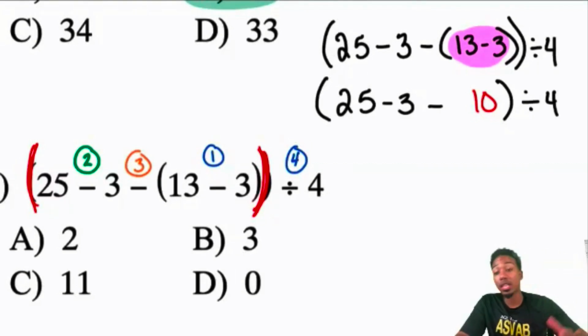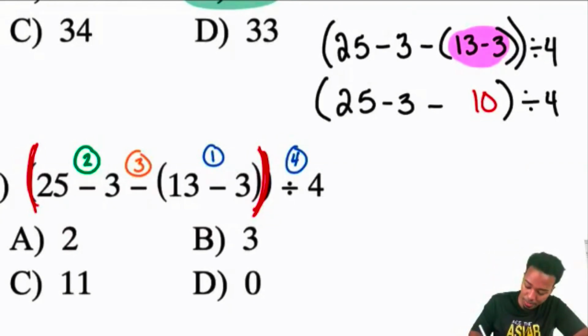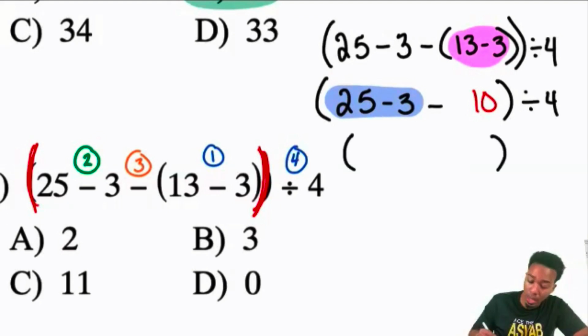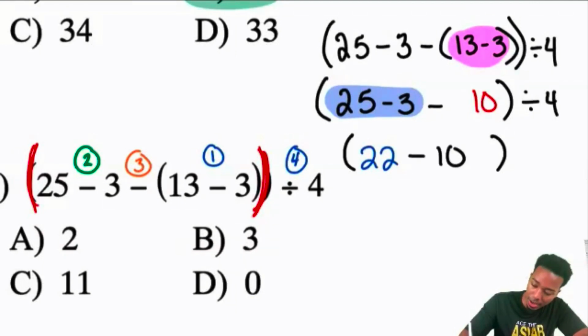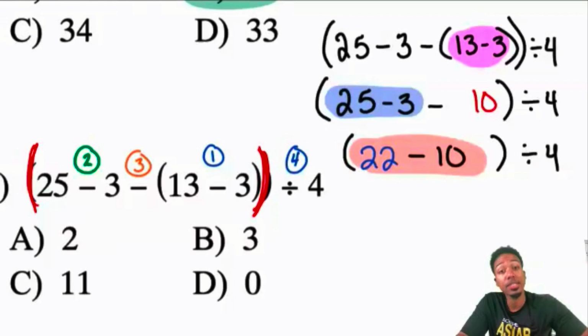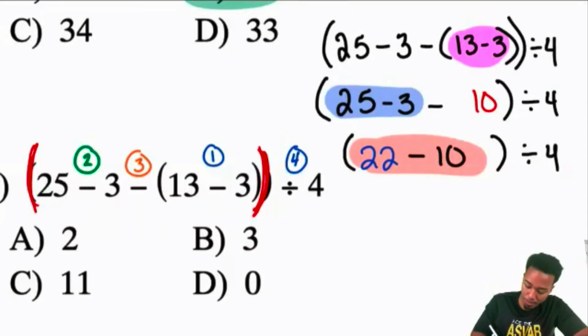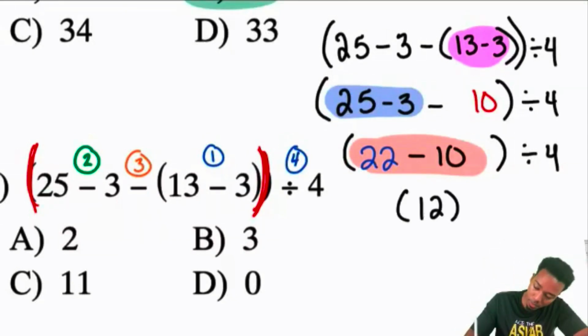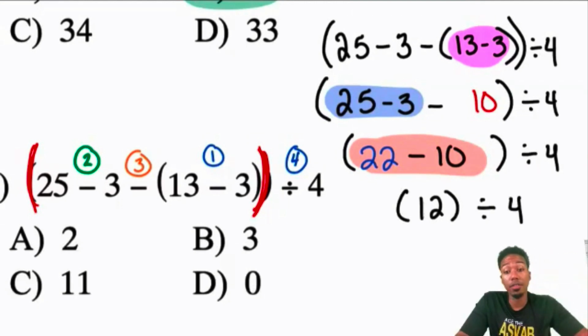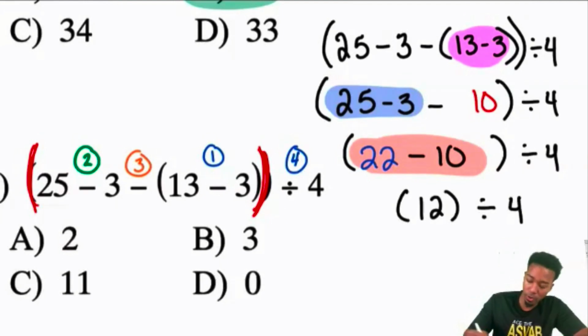So step 2, we said we would read left to right. Everybody help me out. 25 minus 3, what's that going to give us? That's right. That's going to be 22. Cool. 22. Then we still have that minus 10 in there, divided by 4. Then we said, step 3 right there. So let's go ahead and do it. 22 minus 10. What's that going to give us? 12. Yep. And then the last step here is 12 divided by 4. 12 divided by 4 gives us what, everybody? 3. Correct.